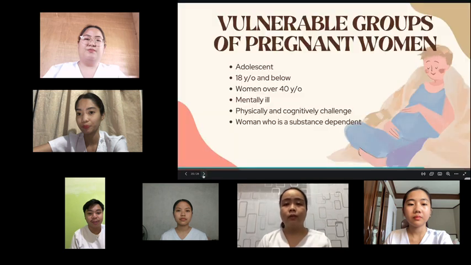Vulnerable groups of pregnant women. Adolescents 18 years old and below are at increased risk of having preeclampsia, preterm labor, and anemia. Mentally ill: if the illness is not treated, this may be more harmful for the baby than the effect of medication. Untreated mental illness can cause a number of problems, like babies having low birth weight. Untreated mental illness can also affect a baby's development later on.